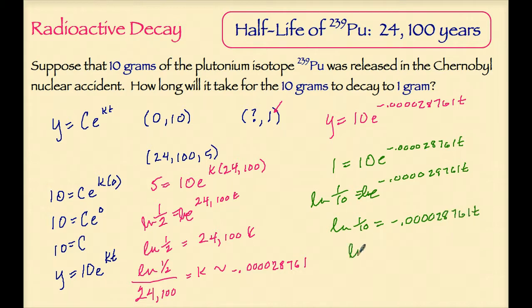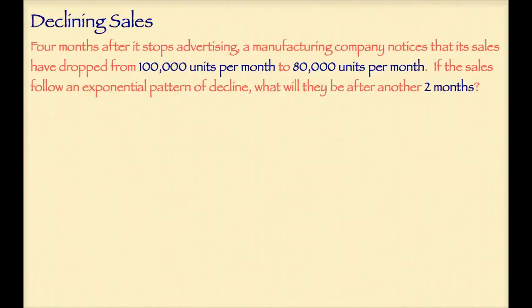Dividing both sides by that number gives me the time: 0.000028761 equals t, and that is approximately 80,059 years. That's how long it will take our 10 grams of the plutonium isotope to decay to 1 gram. In this example, we'll see how the exponential decay model can be applied to declining sales.